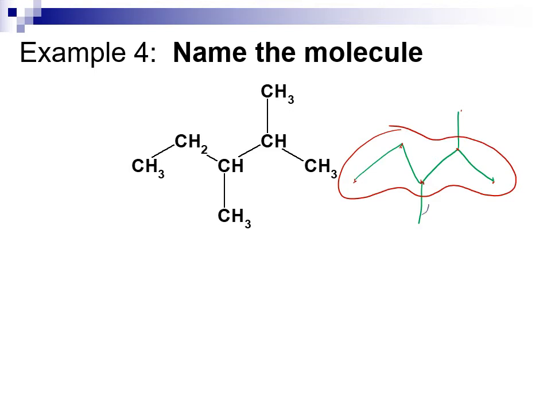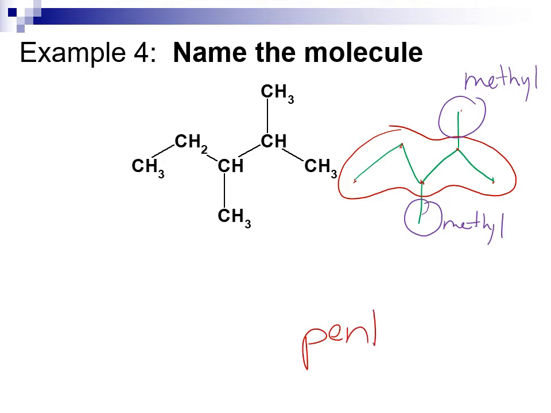Then I should recognize the branches I'm dealing with. So I have a methyl branch here, and up here I have another methyl branch. And so I know that I'm dealing with a 5 carbon parent, so let's write it out. This is 5 carbons, so we call it pentane. There are no double bonds in it, so there are 5 carbons, all single bonded together. And I know that I've got dimethyl on it because there are 2 methyl branches on there.